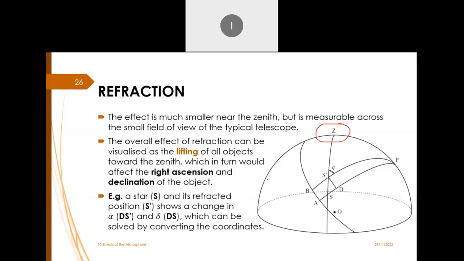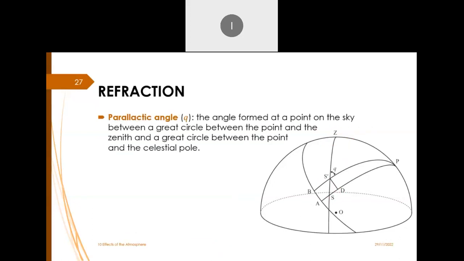For example, if you have a star S and it is refracted, we see the star S at S prime, but it shows a change in alpha, that is ds prime and ds, their refracted position, which can be solved by converting the coordinates. So this is the way to solve this matter, by converting the coordinates.